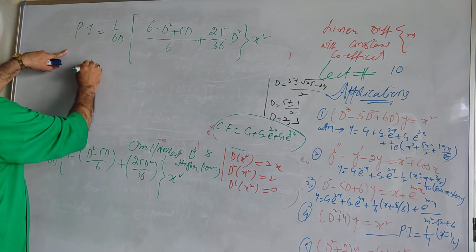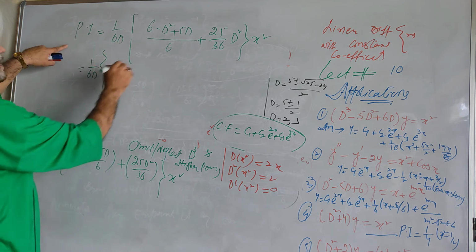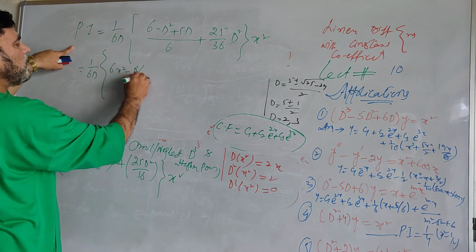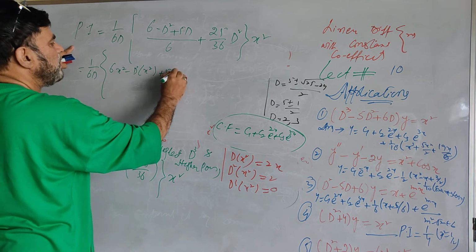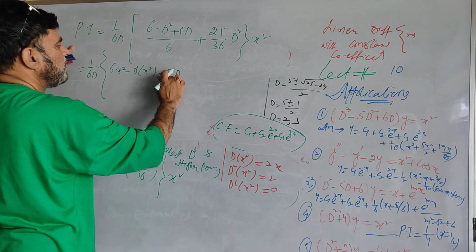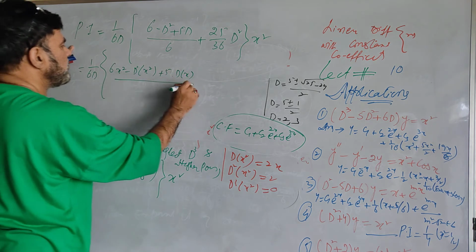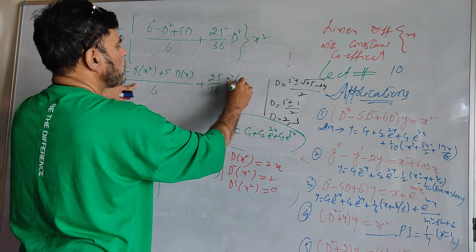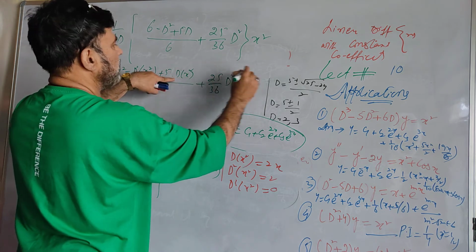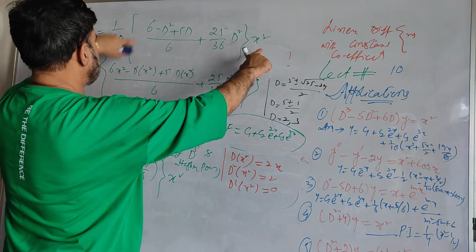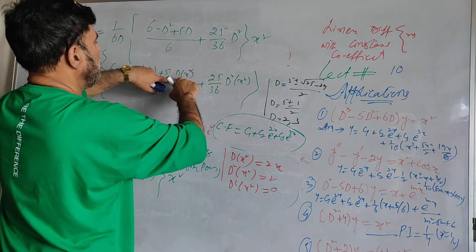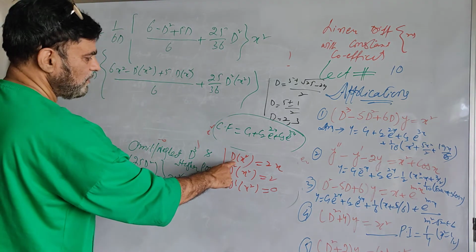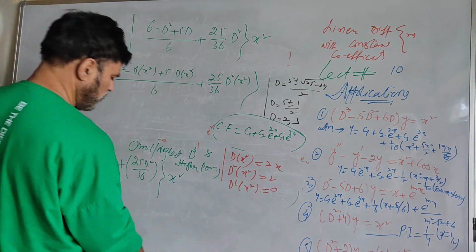You can write this 1 by 6D in this way. Take this x square: it is 6x square minus D2 of x square, then plus 5D of x by 6, then plus 25 by 36 D2 of x square. It is x square here, D of x square. Now you know what is D of x square: 2x. What is D2 of x square? It is 2. You have seen here.